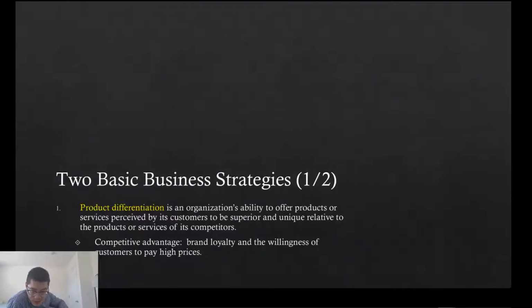And so what are the 2 basic business strategies, right? First is product differentiation, which is an organization's ability to offer products or services perceived by its customers to be superior and unique relative to products and services of its competitors. The advantage of product differentiation is it can create stronger brand loyalty and the willingness of customers to pay a higher price for premium services or premium features. So there are some examples.